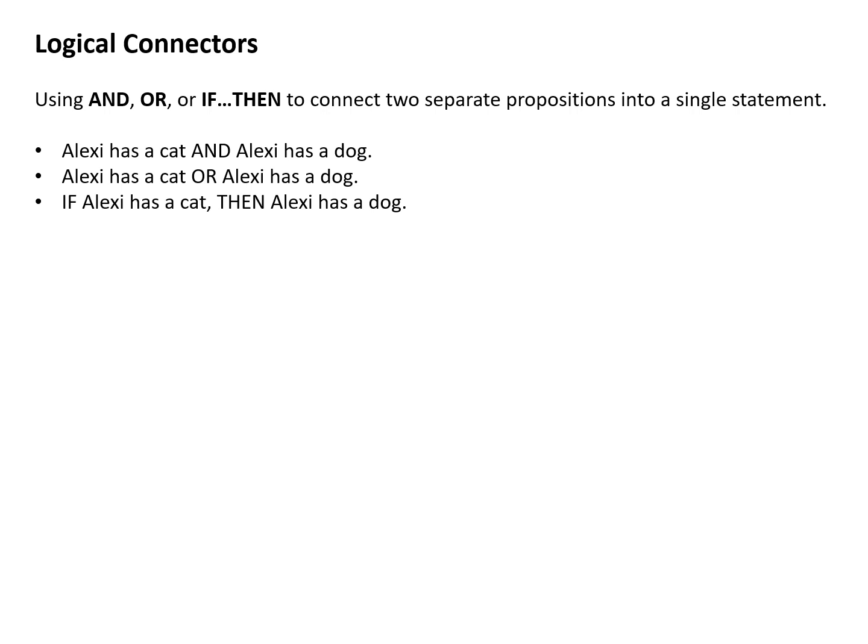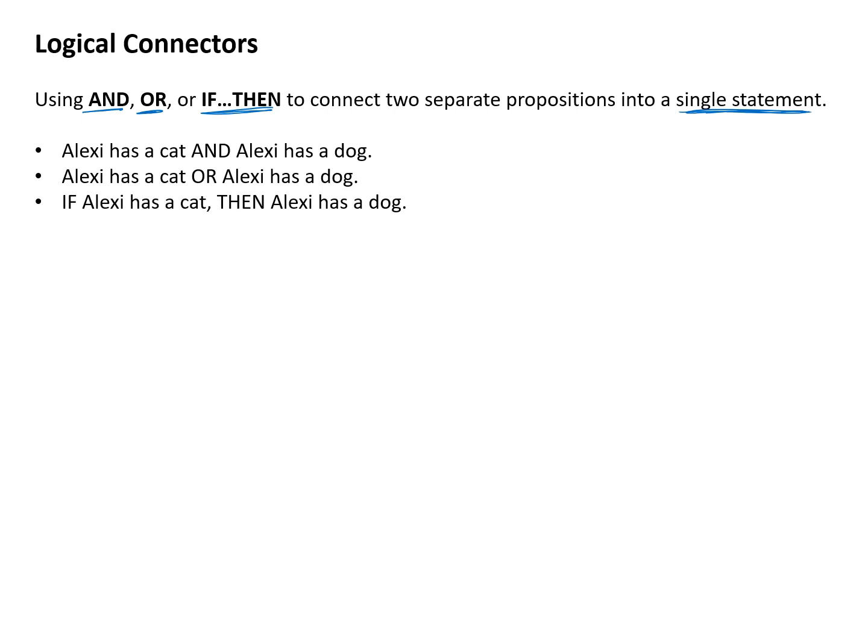Next, let's combine a couple of propositions. We can do that with what are called logical connectors. The words and, or, and the phrase if then can be used to connect two or more separate propositions into a single statement. And then we can examine that single statement in terms of that overall statement being true or false.